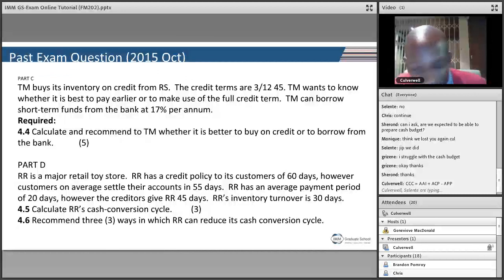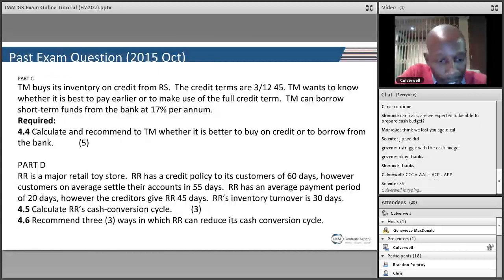Anyone who has done that calculation? I would want this to be an engaging session because it's a practical module. It's not a theory-heavy module, so we need to work through some of these things together. Let's see what you know, and then I'll be able to correct you.